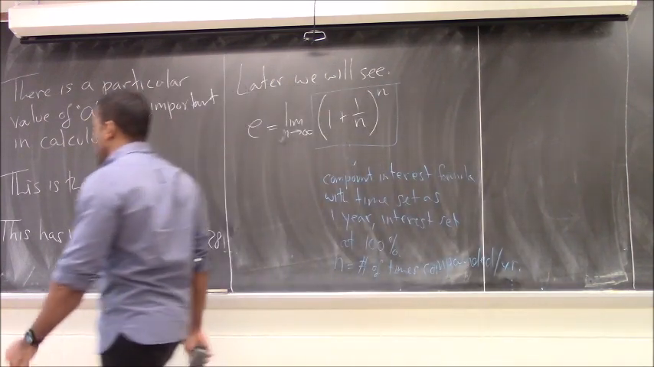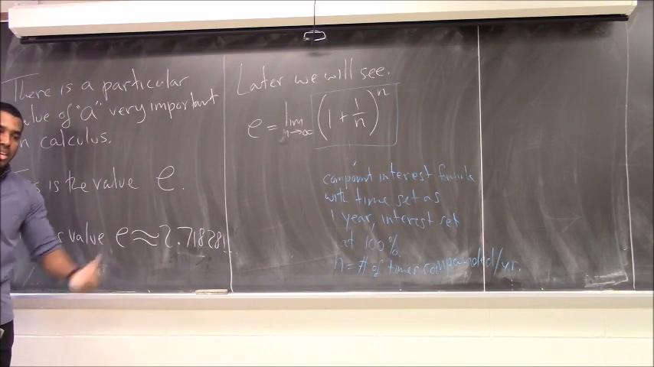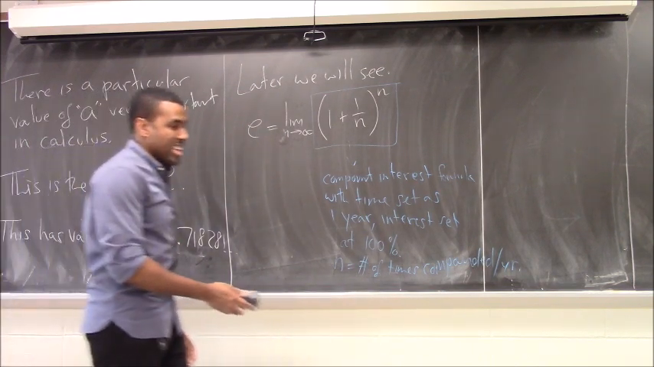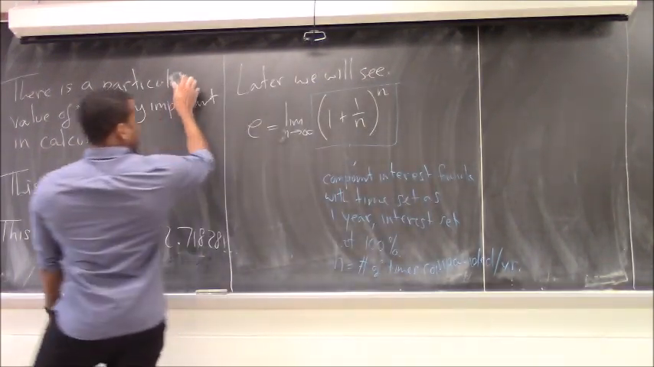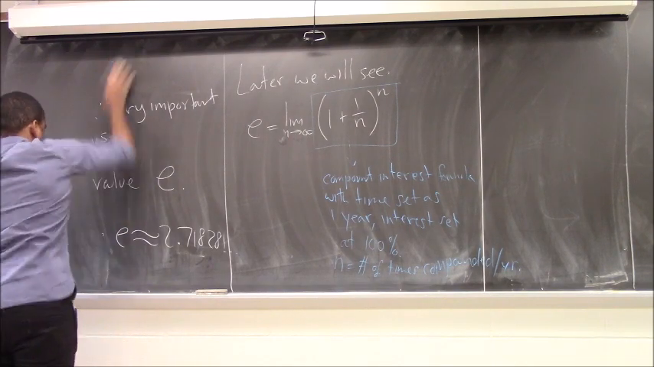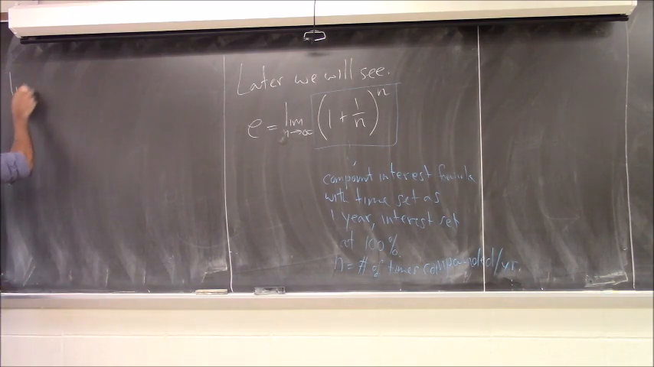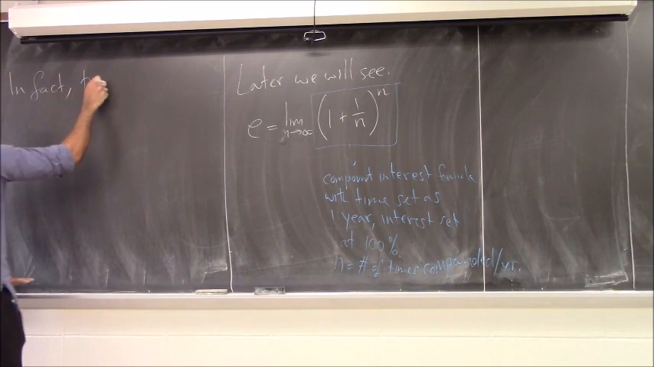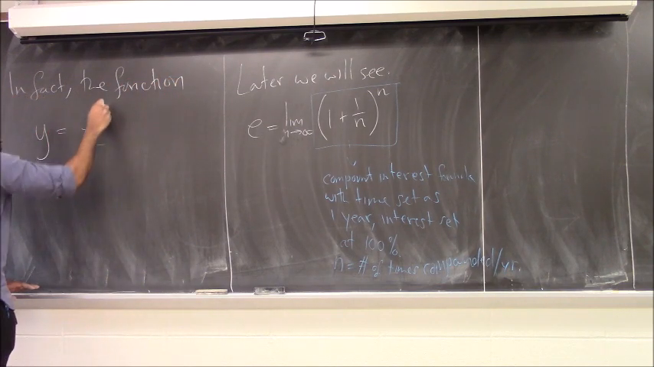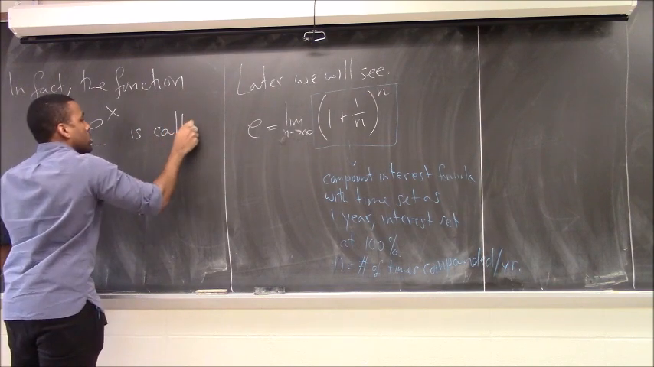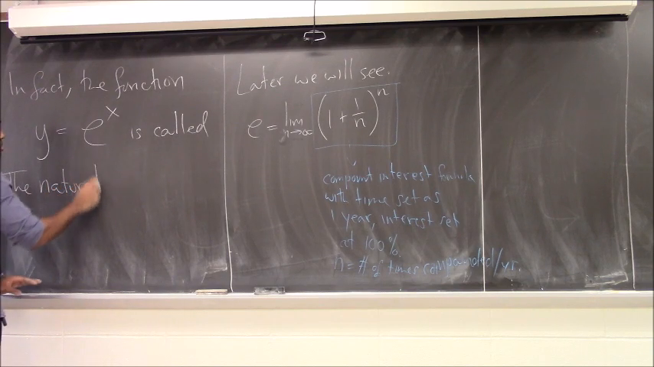But it's a very important number, and the reason is that there are a lot of formulas in calculus where having this number in it is going to make things a lot easier, and it'll naturally arise all the time. In fact, the function y equals e to the x is called the natural exponential function.